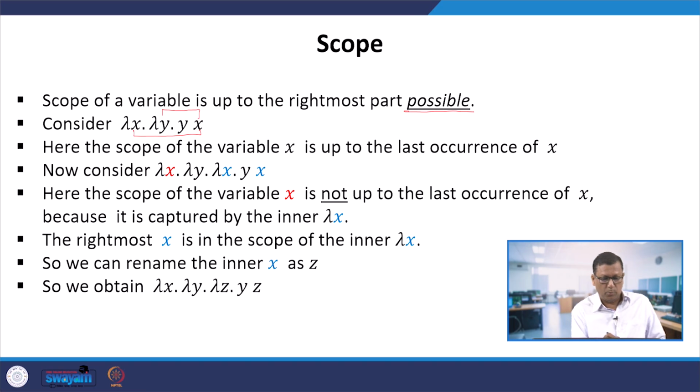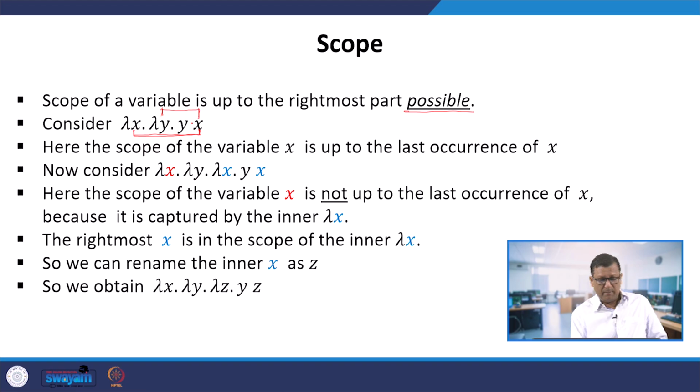So this is the scope. Y goes to the right as much as possible. As much as possible is this. Here x is as much as possible here. Here the scope of the variable x is up to the last occurrence of x, and y is also this one. It is this body, it will be covered. There could be another y as well. So it will be that scope.